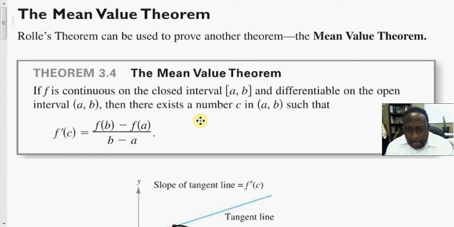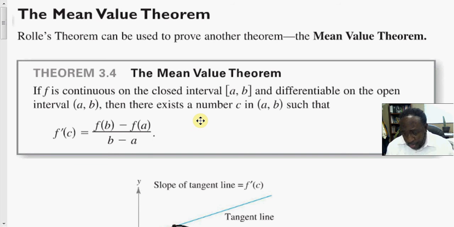Mean value theorem. The mean value theorem is not only an existence theorem, but it goes a little bit further in that it tells you that the so-called derivative at a particular point C is equal to a number. Here are the preliminaries. Let f be continuous on the closed interval and differentiable on the open interval AB. It has the same criteria as in Rolle's theorem. So the mean value theorem says that there exists a number C in the open interval AB.